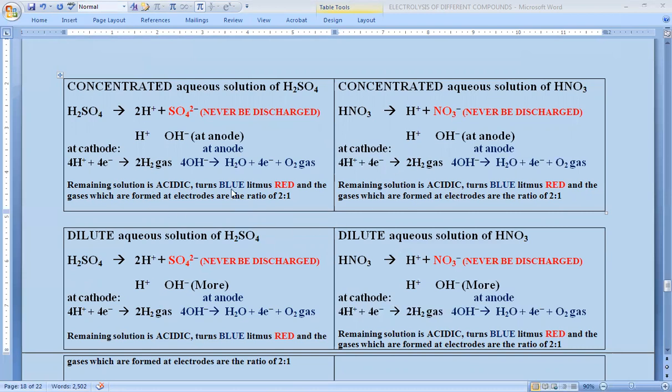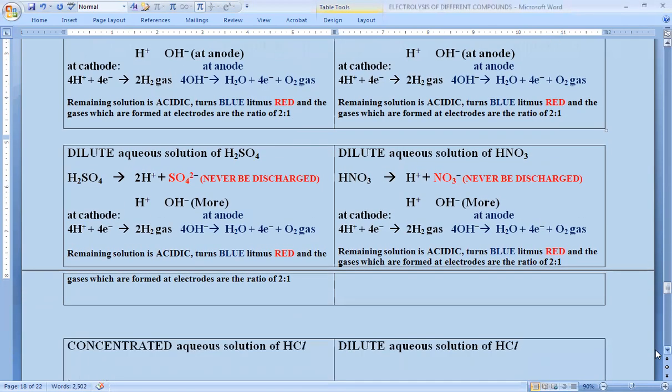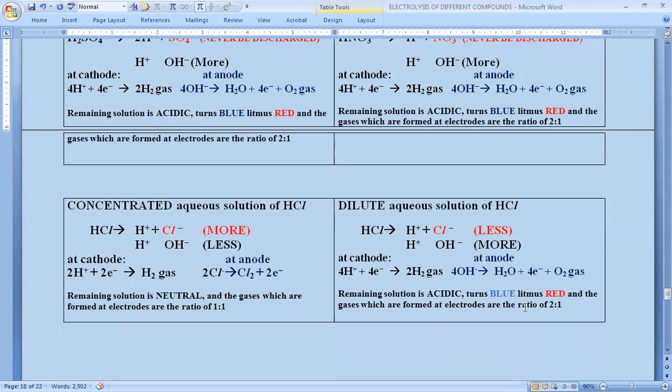The solution is acidic, which turns blue litmus to red. The same product is obtained at the negative plate, the cathode: 2 parts of hydrogen and 1 part of oxygen. For all four solutions, concentrated aqueous solution of sulfuric acid, dilute aqueous solution of sulfuric acid, concentrated or dilute aqueous solution of nitric acid, the results are the same without any change. After the completion of this topic, we have to finish our lecture today. But concentrated aqueous solution of HCl and dilute aqueous solution of HCl, their results are different.